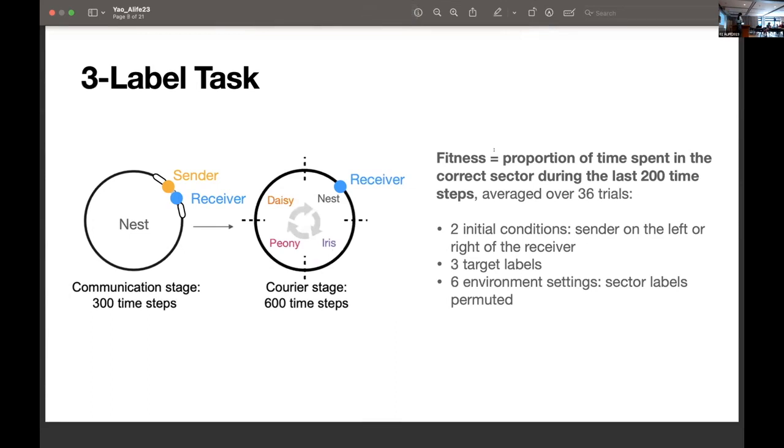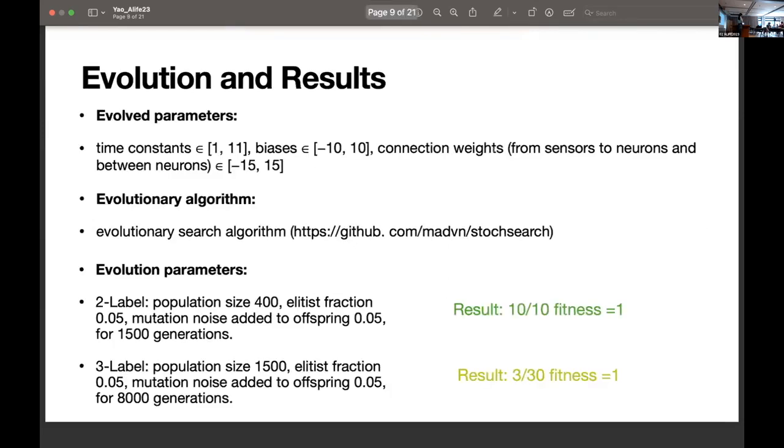For the 3-label task, we add a peony section here. So everything else is very similar, and we have more environmental settings because there are more ways to permute the environment. So this is how we evolved agents and our results. We evolved time constants, biases, and connection weights. And for the 2-label task, it's quite easy. All 10 of 10 agents got a fitness of 1. And for the 3-label task, it's apparently more difficult, and only 3 out of 30 got a fitness of 1. So we just took the agents with fitness 1 for analysis in the next part.